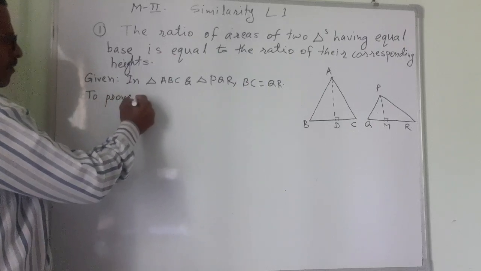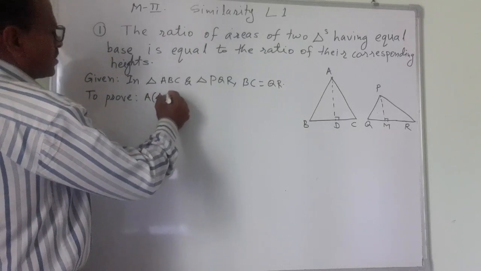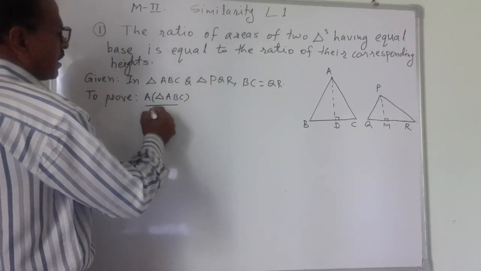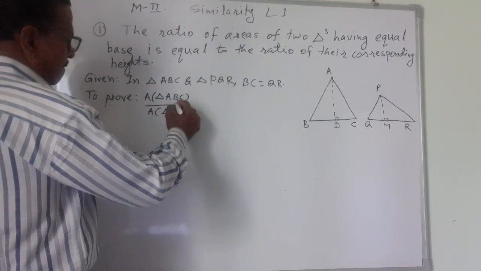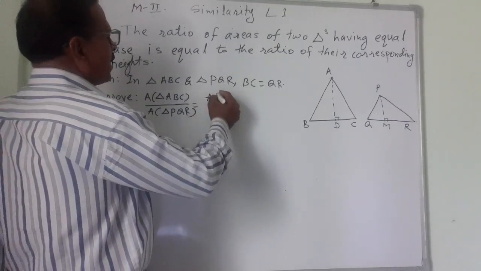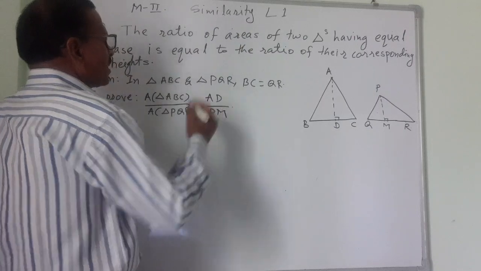To prove: area of triangle ABC upon area of triangle PQR is equal to AD upon PM. See the statement.